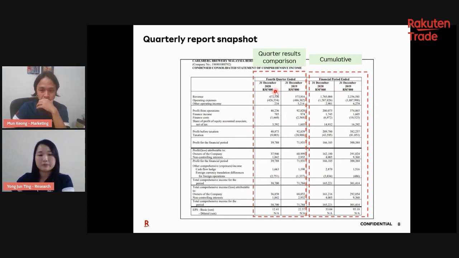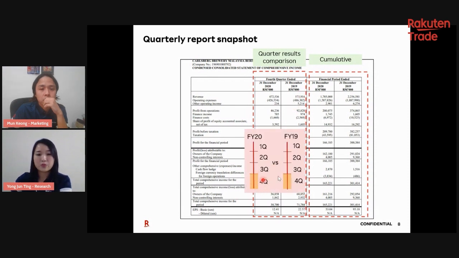It's very direct, very simple. As you see, I take the example of Carlsberg Brewery Malaysia Berhad. This is the 4th quarter result of financial year 2020. The first column gives you the results of the latest quarter, the 4th quarter, October until December of financial year 2020, and compares it with the 4th quarter of financial year 2019, last year. With this, you can compare quarterly results to last year. I hope this makes it clearer. So you compare the 4th quarter of financial year 2020 to the 4th quarter of financial year 2019, right?